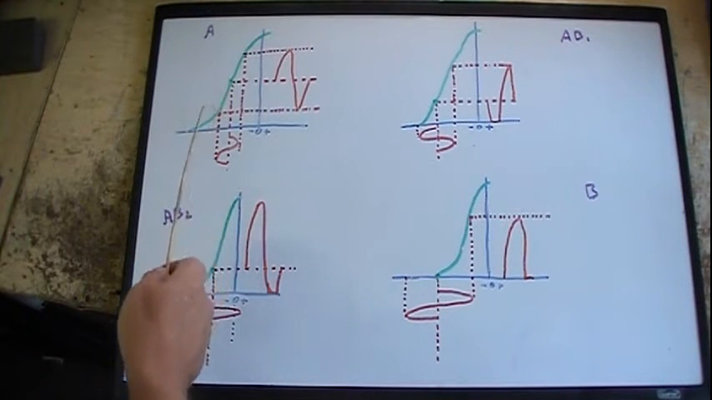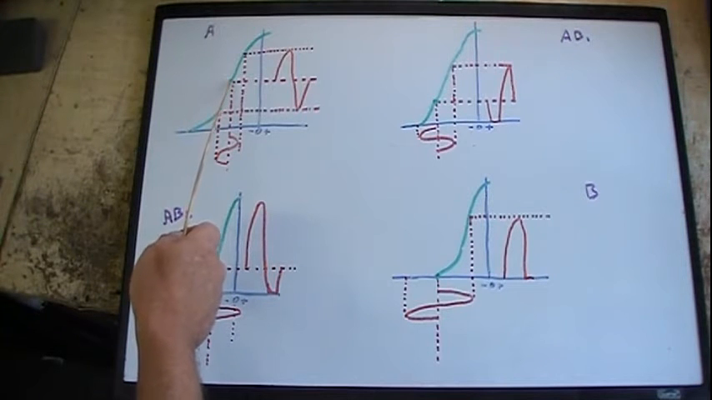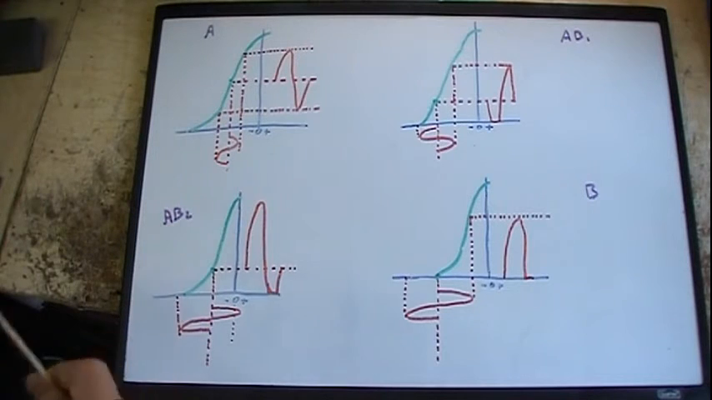So Class A actually picks an operating point. This is your zero signal operating point. This is where your bias will be at with no signal going into the tube.